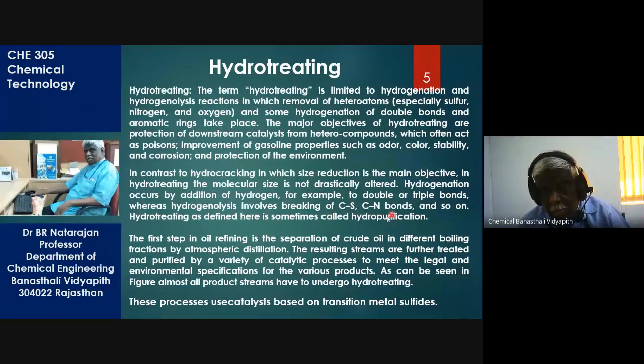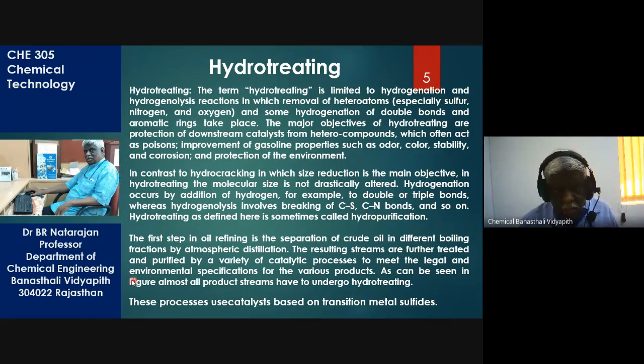Hydrogenolysis involves the breaking of, remember we use the word hydrogenolysis. What it means is there is a carbon-sulfur bond. I'll just break this carbon-sulfur bond so that the hydrogen will combine with sulfur to form hydrogen sulfide, or the carbon-nitrogen bond so that nitrogen will combine with hydrogen to form ammonia, etc. Right? So hydrotreating is also sometimes called hydropurification. If it is focused on sulfur removal, you call it hydrodesulfurization. If it is focused on nitrogen, we may call it hydrodenitrogenation, etc.